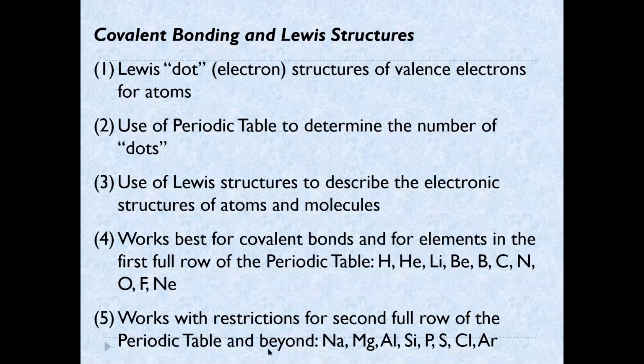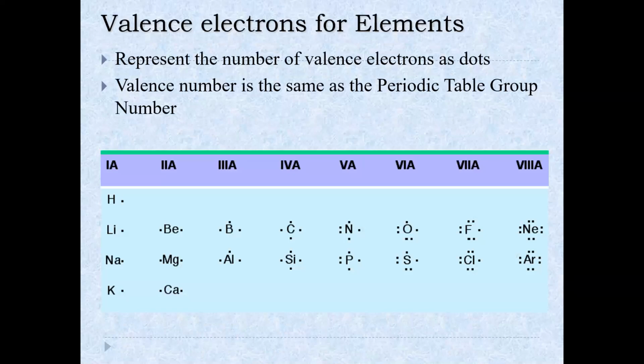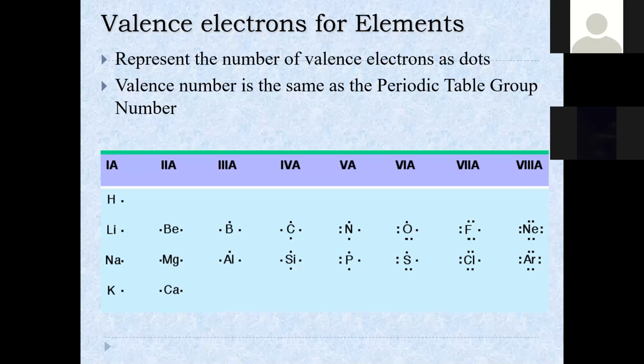But the second full row has some restrictions, and that is when we start talking about the exception to the rule. So now, let's look at this. This is just what I've said before. The number of valence electrons are represented by dots. Somebody is asking, how do we find valency of transition elements? Remember that transition elements are metallic, and covalent bonds are usually between non-metals. So we can't talk about transition elements for covalent bonds, because transition elements are metallic. We're talking now about non-metals, so that is why we'll be focusing more on non-metals.